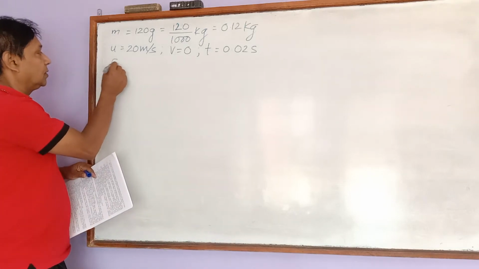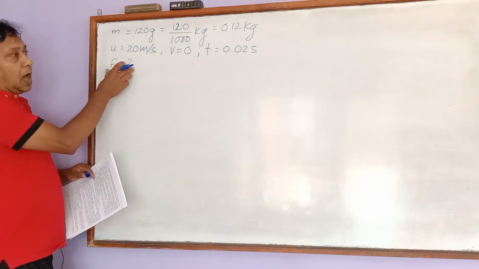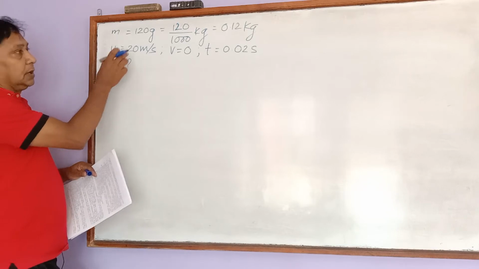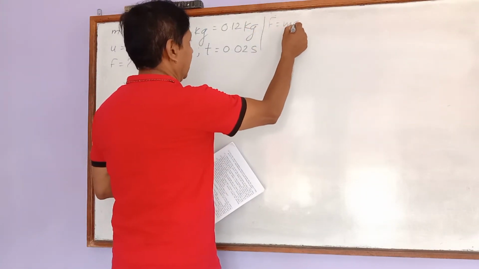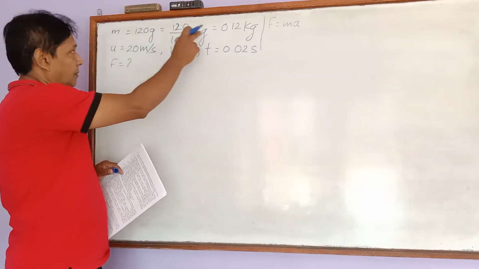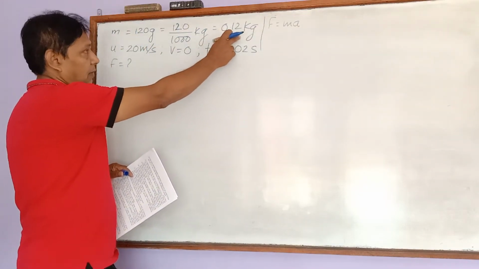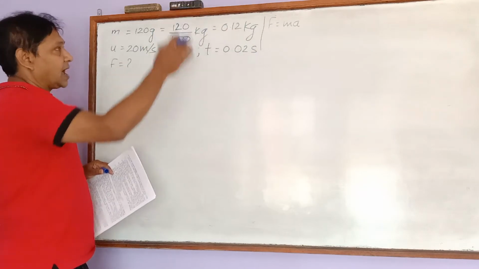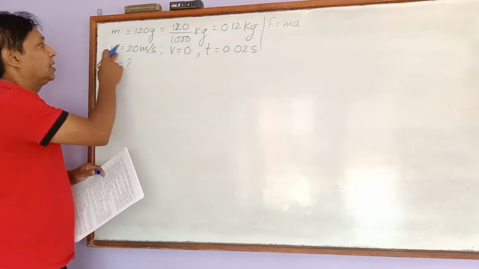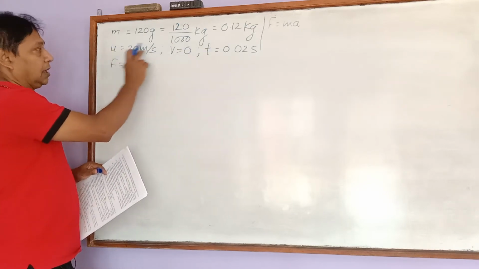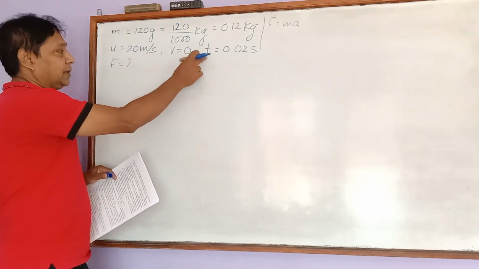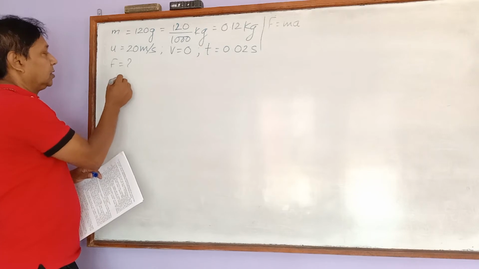Now we are going to find out force. How can we find the force? Force can be calculated by using the equation F is equal to ma. Mass is given here, 0.12 kilogram, but acceleration is missing. Without the acceleration we cannot calculate, so I am going to calculate acceleration first. With the help of the other information, u, v, t are given, a is asked. That's why we can use this formula.